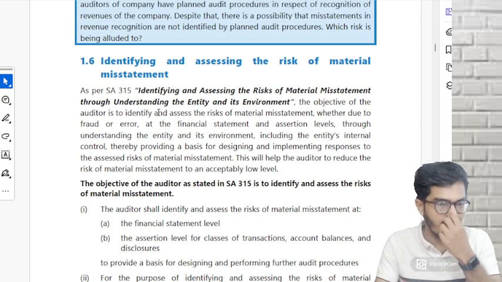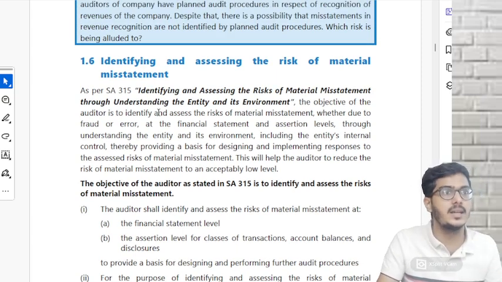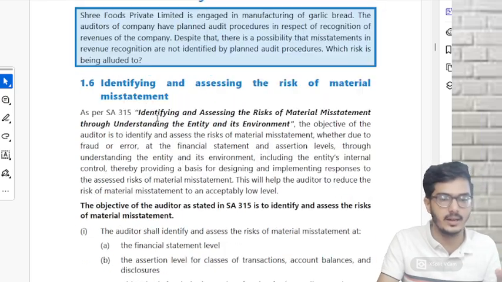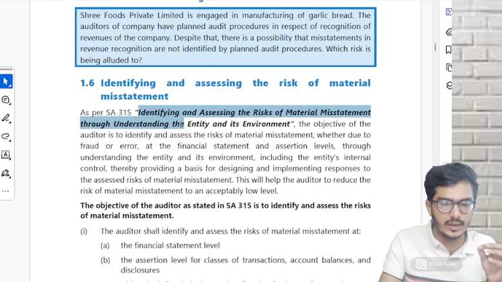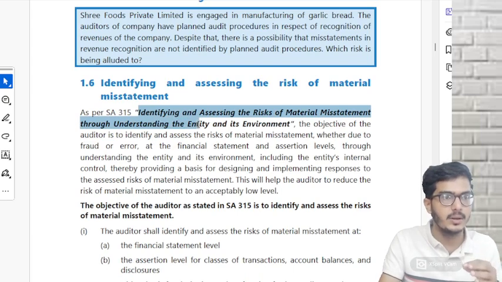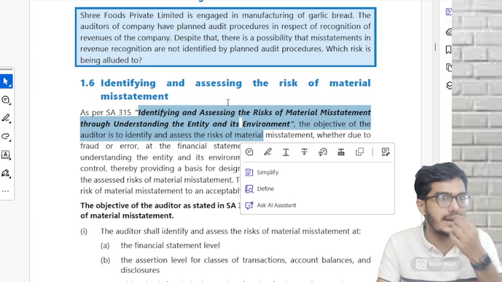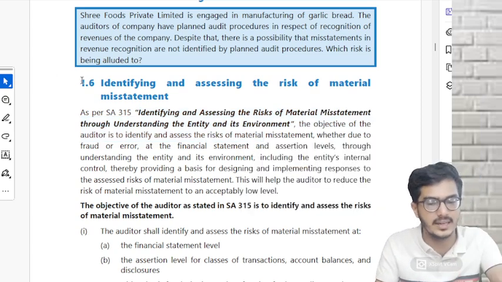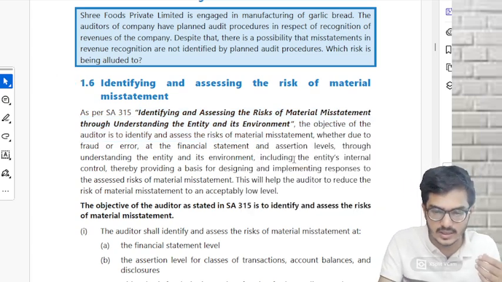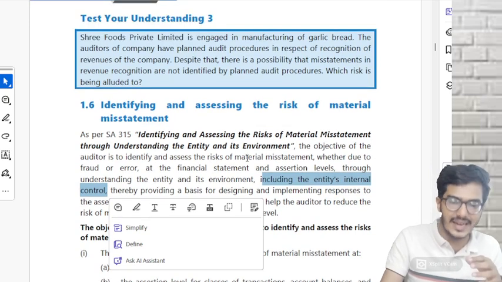Coming to SA 315. This is the biggest SA of your entire audit syllabus. What is this SA 315? Read the heading: identifying and assessing ROMM by understanding the entity, environment, and one more thing, internal control. It is not there in the heading, but further on it will come. Including the entity's internal control. So basically the heading is this much.